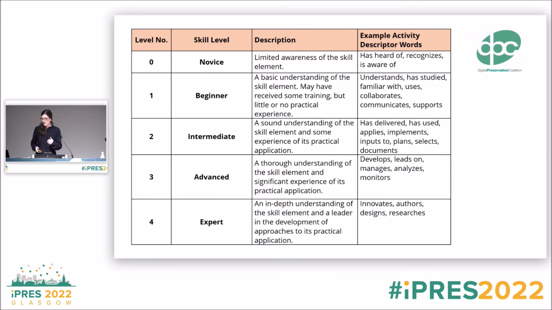You can see we have those 5 skill levels from novice to expert with a short description. And then these are some words that might be used to describe the work. But again, it's context dependent, but this is a way to benchmark and gauge where you're at.